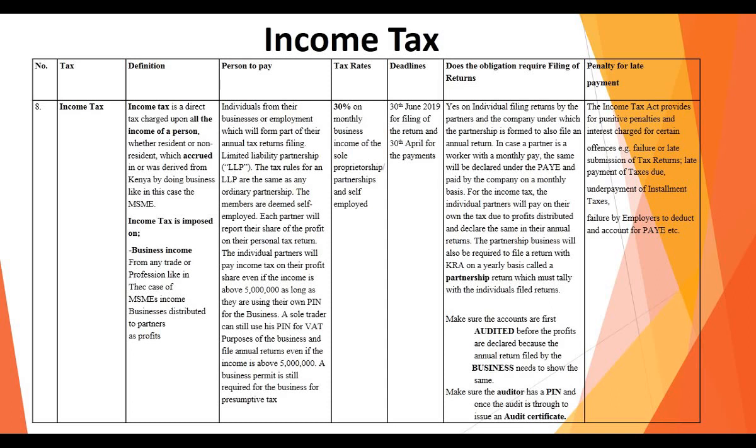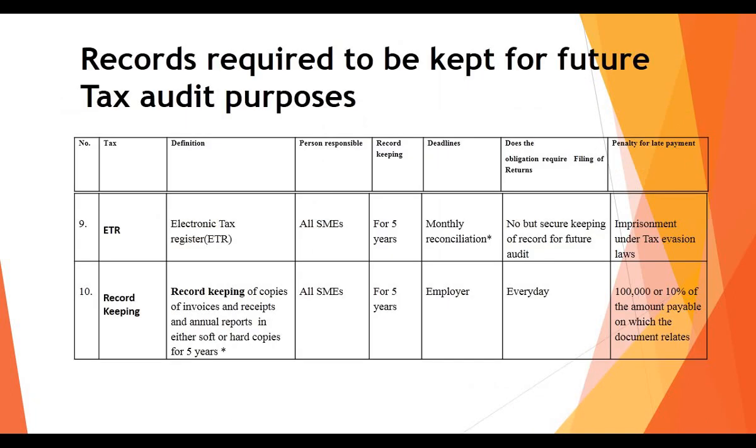Now, records required to be kept for future tax audit purposes. These are very important. The first one is an ETR machine. That's not a record. That's just a machine that is used to record the taxes that you've withheld from all payments that you've made or received, from all the payments you've received for your services, sorry. The electronic tax register is very important. And if you are not having it, please try to talk to KRA so that you have it, so that when it comes to reconciliation of your books, it will be easier.